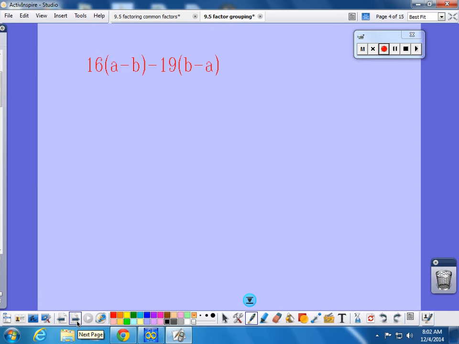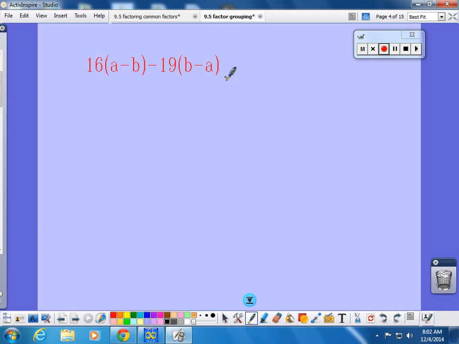Let's look at this one. Is this problem just like that last one? Do you see a difference? I do. A plus B, B, A minus B, and B minus A. So here's what I've got to do. I want to make them look alike.